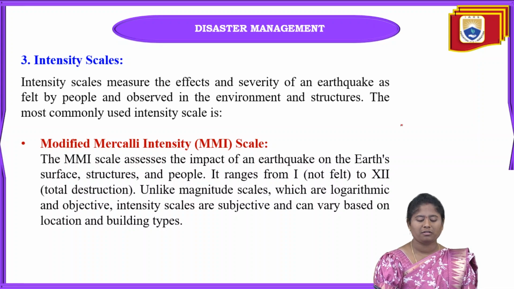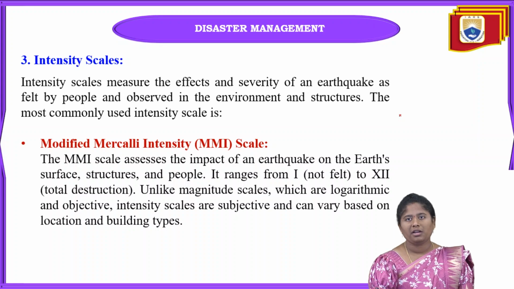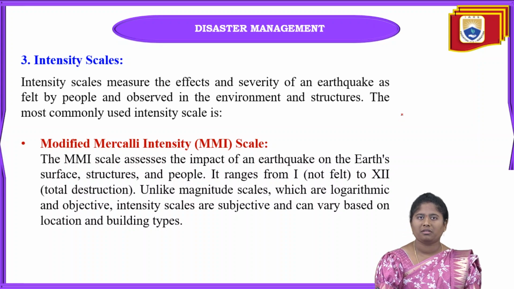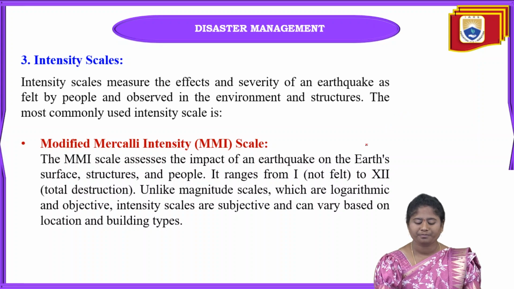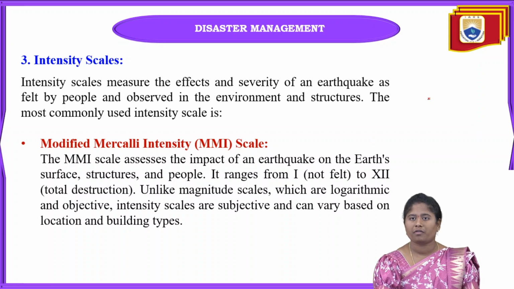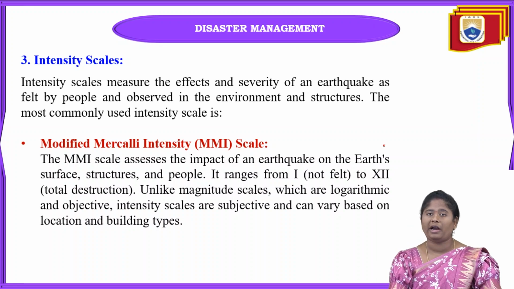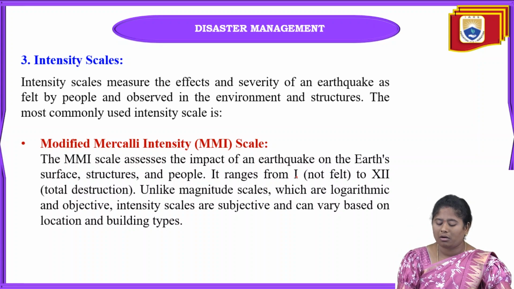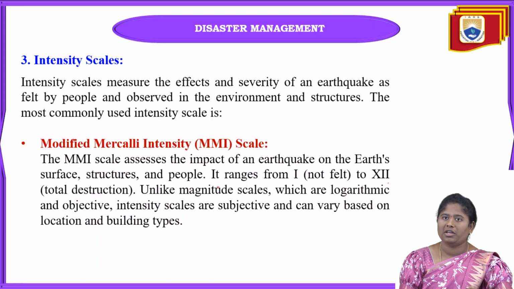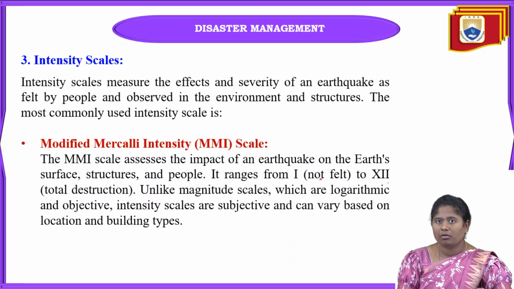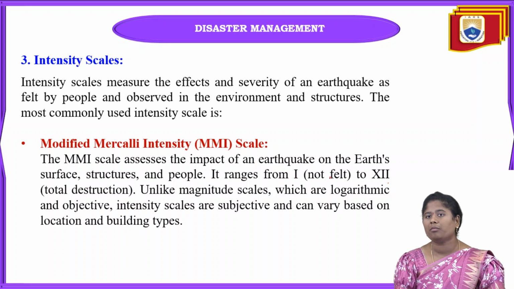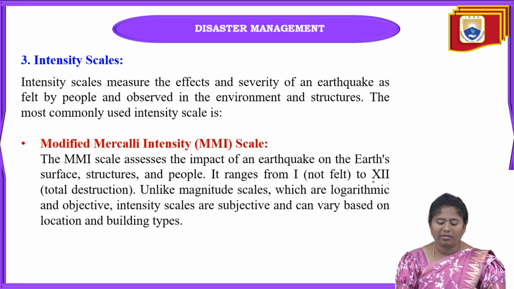In the intensity scales, the first one is the modified Mercalli intensity scale. What we measure here is only the impact of the earthquake on the earth's surface, on the people, or on the infrastructures. This scale ranges from Roman numeral 1 to Roman numeral 7 here. If we get 1, that is nothing but a not felt earthquake. And a 7 means total destruction of the area where this earthquake occurs.